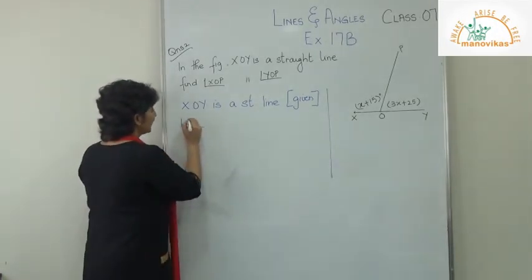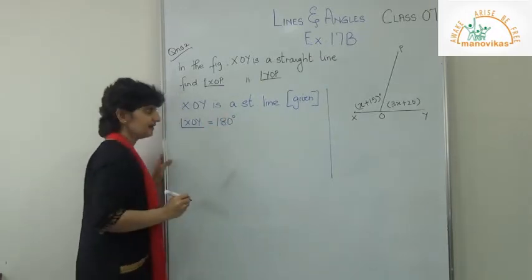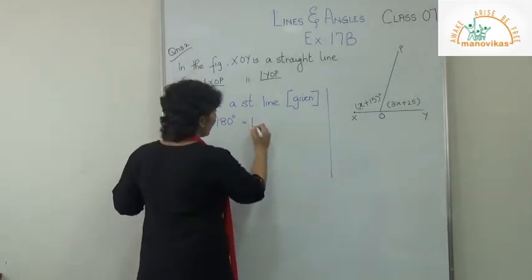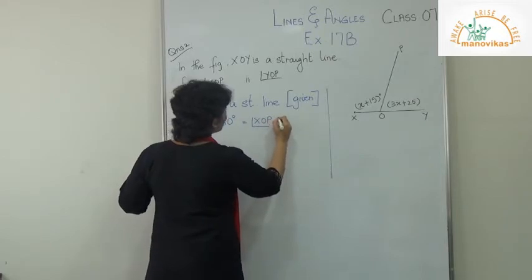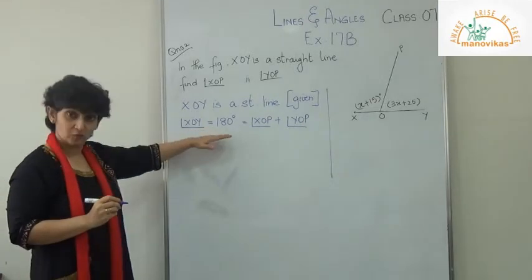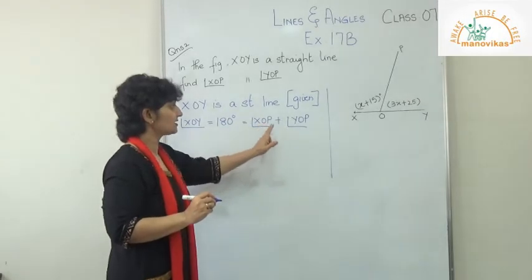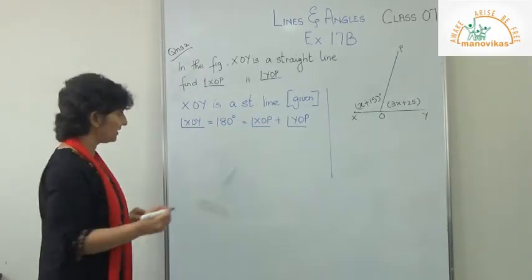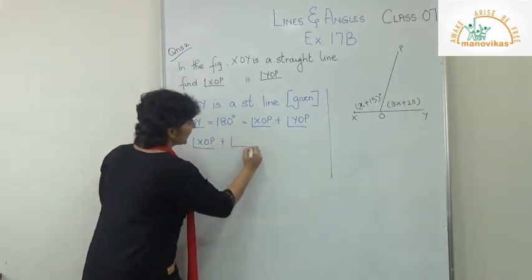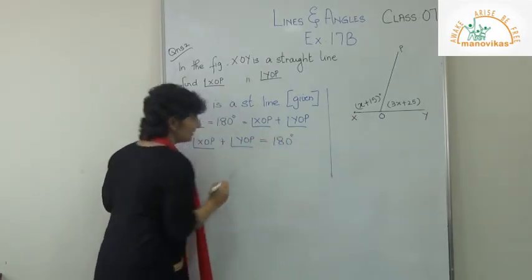So, I know angle XOY is equal to 180 degrees. And we also know that angle XOY is equal to angle XOP plus YOP. Correct? You know that XOY is equal to 180 degrees, and you know that this XOY, or this 180, is equal to angle XOP plus angle YOP. So let's rewrite it. Angle XOP plus angle YOP is equal to 180 degrees.